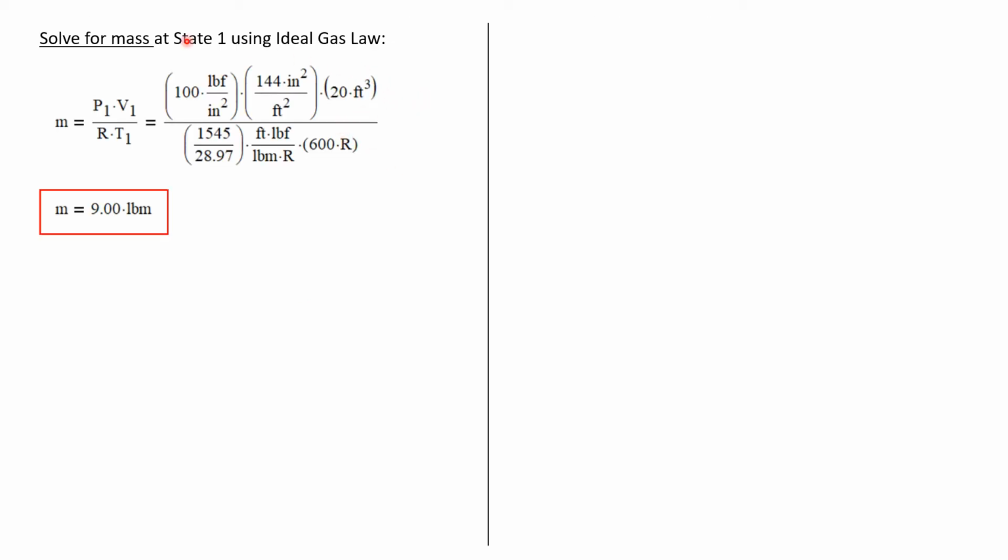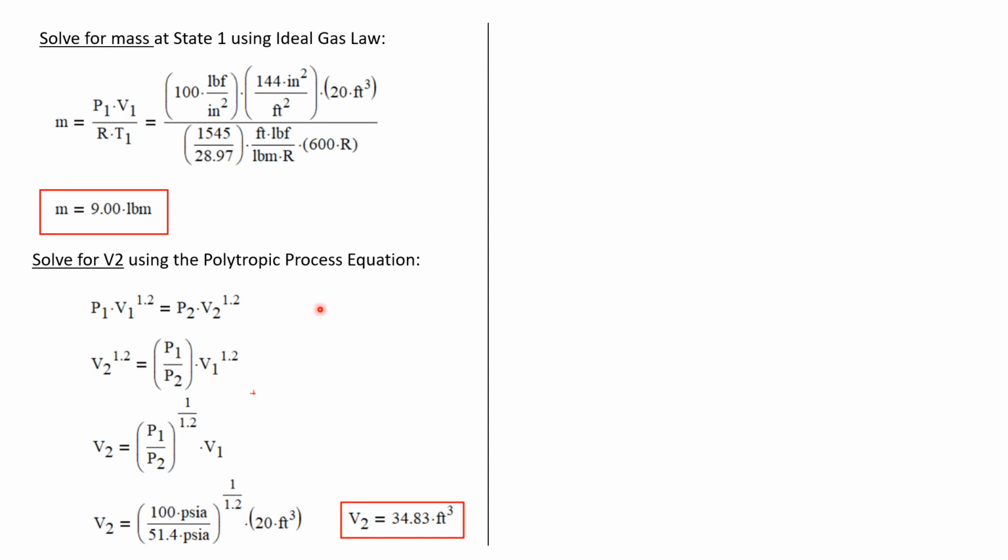Well, first, let's solve for the mass in the system by using the ideal gas law and apply it at state 1, where we know everything we need. By rearranging the gas law, I get that the mass is P1V1 over RT1. Well, I know P1 is 100 pounds force per square inch. I'll convert that to square feet. I know the initial volume is 20 cubic feet, and I know the gas constant for air is 1545 divided by the molecular weight of 28.97, that having units of foot-pounds force per pound mass R, and the temperature is 600 degrees R. So I calculate that the mass of air in this cylinder is 9 pounds mass.